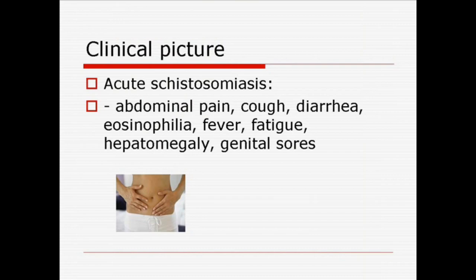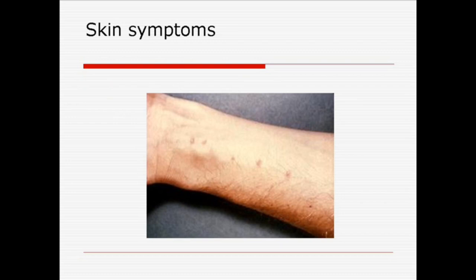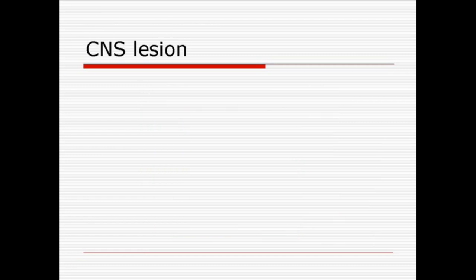Many infections are subclinically symptomatic, with mild anemia and malnutrition being common in endemic areas. Acute schistosomiasis, Katayama's fever, may occur weeks after the initial infection, especially by Schistosoma mansoni and Schistosoma japonicum. Manifestations include abdominal pain, cough, diarrhea, eosinophilia (extremely high eosinophil granulocyte count), fever, fatigue, hepatosplenomegaly, genital sores. Skin symptoms: at the start of infection, mild itching and a papular dermatitis of the feet and other parts after swimming. Occasionally, central nervous system lesions occur.